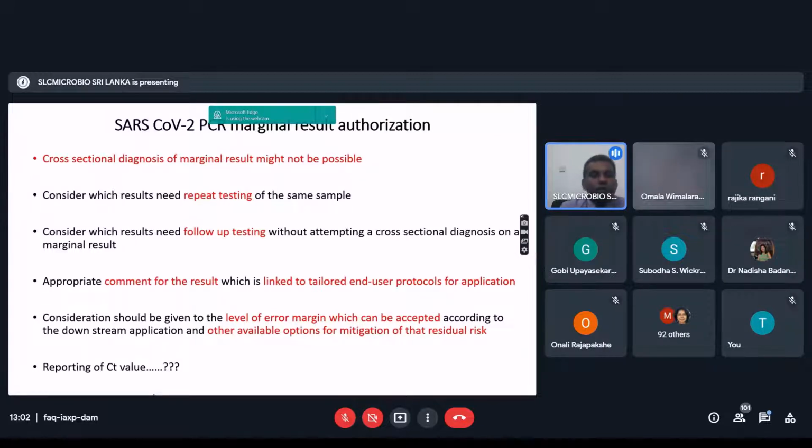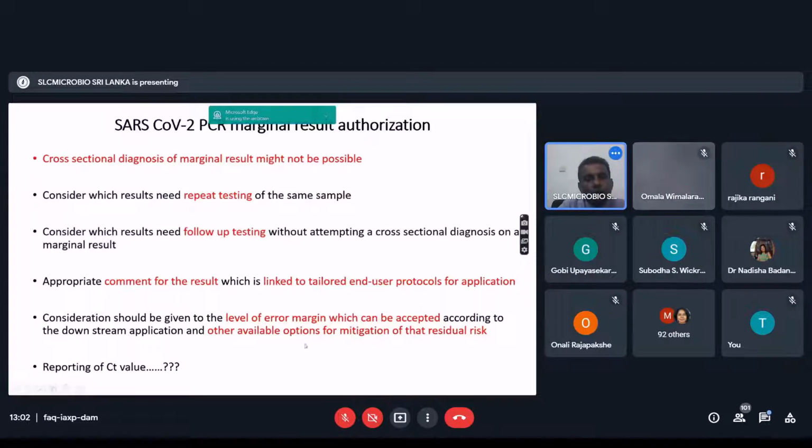So you have to identify that. Then we might need to work out whether we need to go for repeat testing of the same sample, and whether we want a follow-up sample for testing to resolve this result, depending on its application in the field or in the healthcare setting. So we might need relevant comments for the results, linked to a tailored end user protocol for application as I described above.